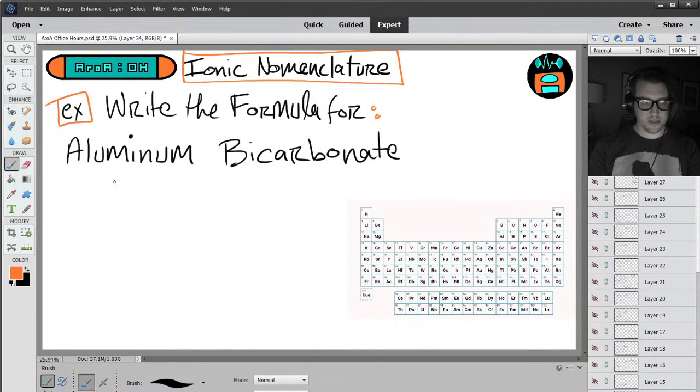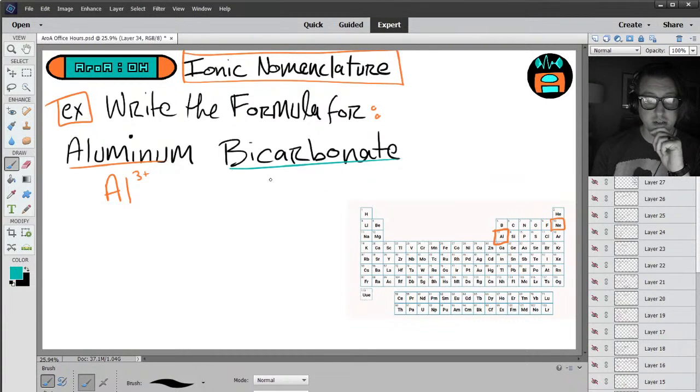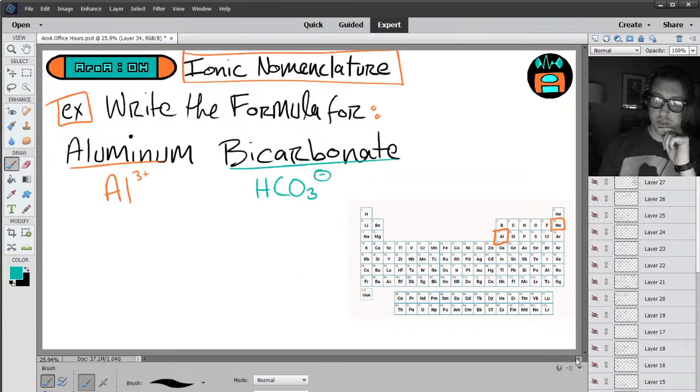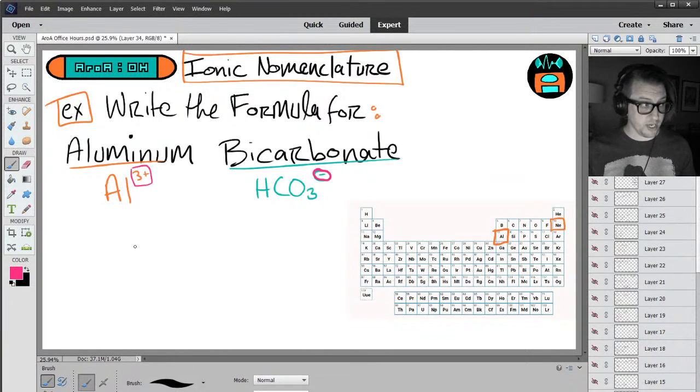All right, well, first, we got to figure out our cation, which is aluminum. Aluminum has 13 electrons. Its nearest noble gas is neon, which has 10. So aluminum, after losing 3 electrons, will have a charge of positive 3. Bicarbonate, you're not going to find on the periodic table because it's a polyatomic ion. Bicarbonate has a chemical formula of HCO3 and a charge of -1. So because we have -1 and positive 3, 1 goes into 3 times, right?